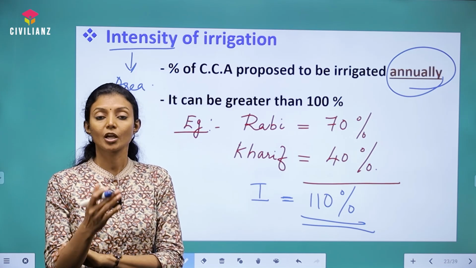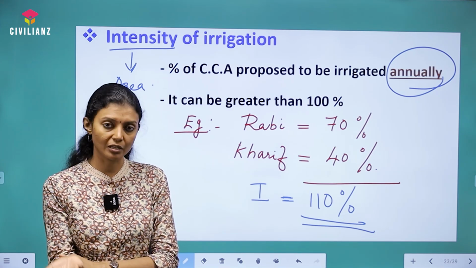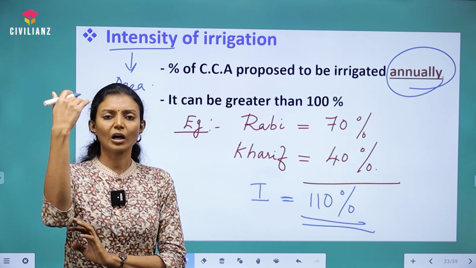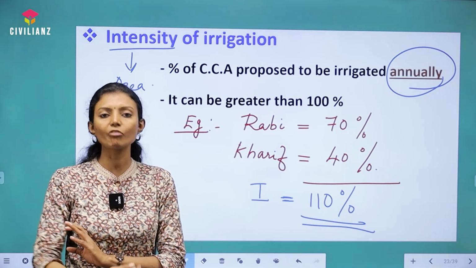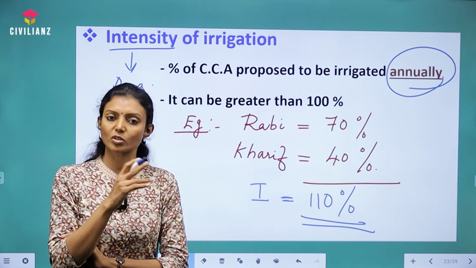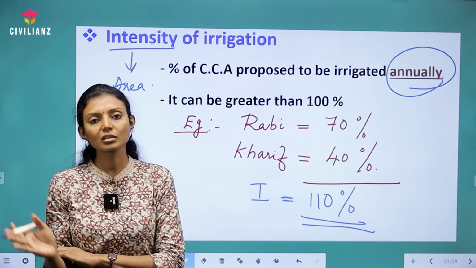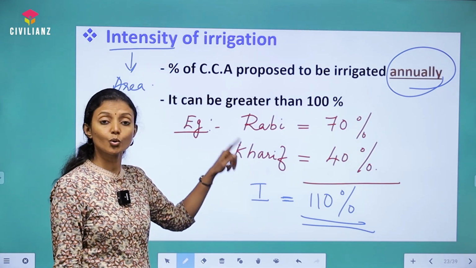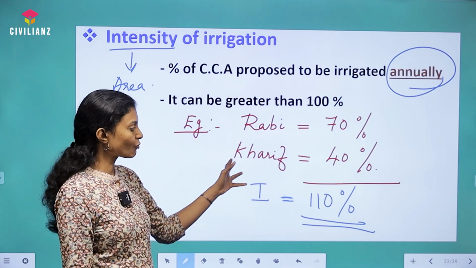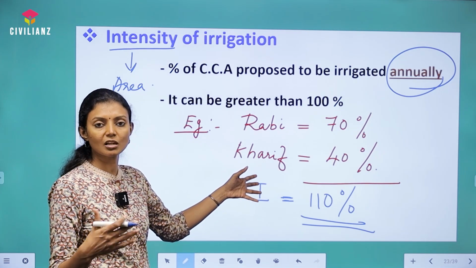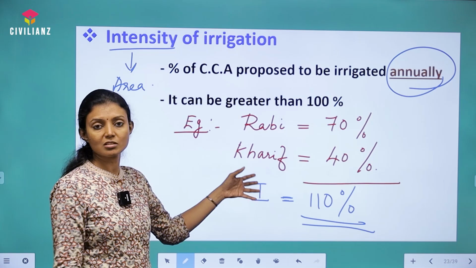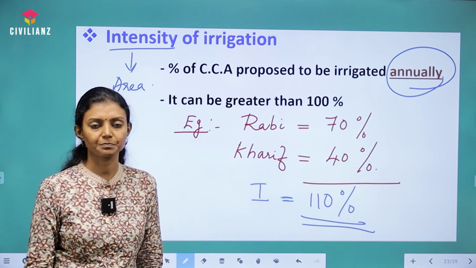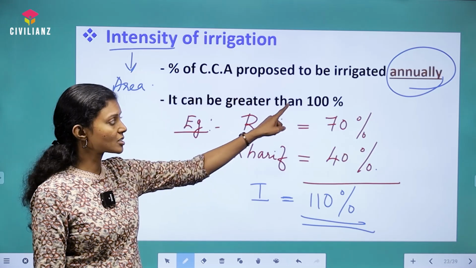while doing problems, you will be asked to find out the annual intensity. So if you are asked to find out the annual intensity, what you have to do is just take the sum of percentage of CCA which was cultivated during all the seasons. Here in this example, I have only mentioned the 2 seasons. You have a summer season also. So for example, if there is a summer season in which 30% of CCA was cultivated, then the sum comes up to 140%. Clear?